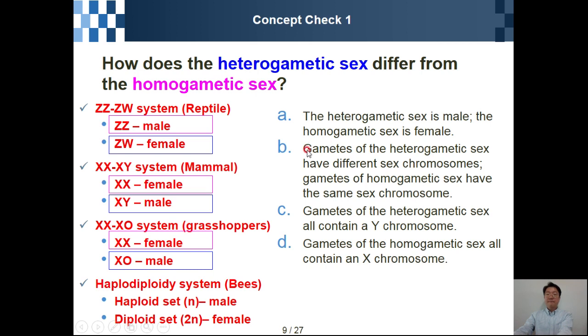How about B? Gametes of the heterogametic sex have different sex chromosomes, and gametes of the homogametic sex have the same sex chromosome. So the right one is B. Okay.